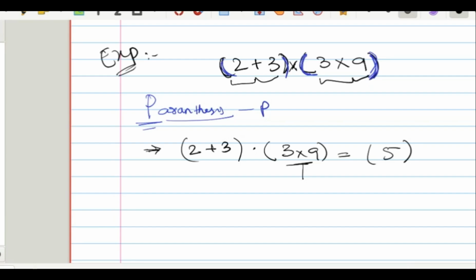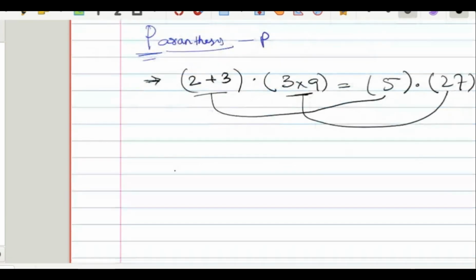Now what is 3 multiplied by 9? It is 27. Now we have got the things: this is 5, and this is 27. These are multiplying with each other. So how can we do the multiplication?